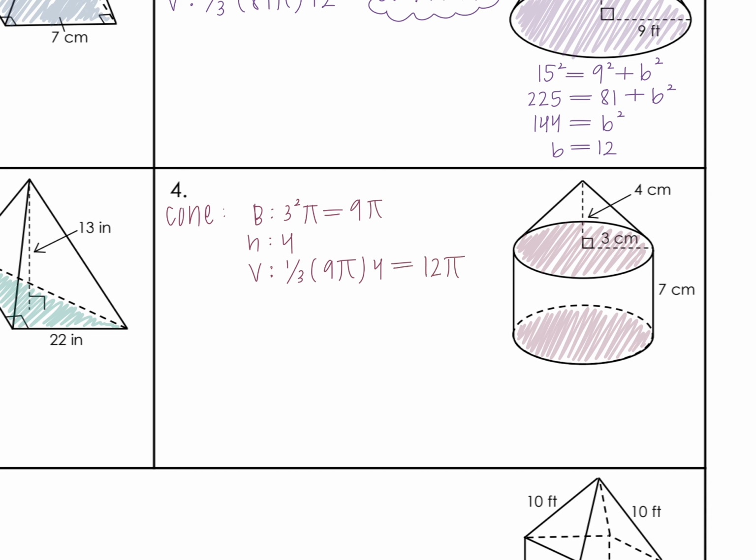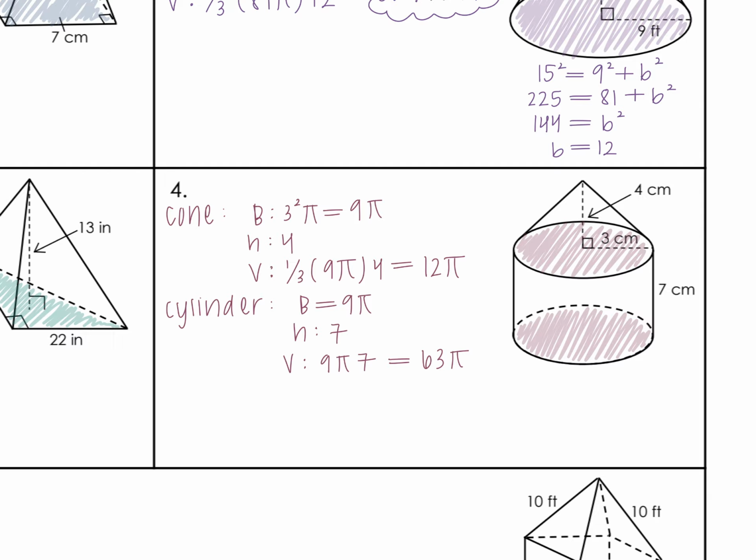Then we have our cylinder. It has the same base, so my B should also still be that 9 pi we found earlier, but we'll have a height of 7. So finding the volume, we would have that 9 pi times 7, which is going to give me 63 pi.